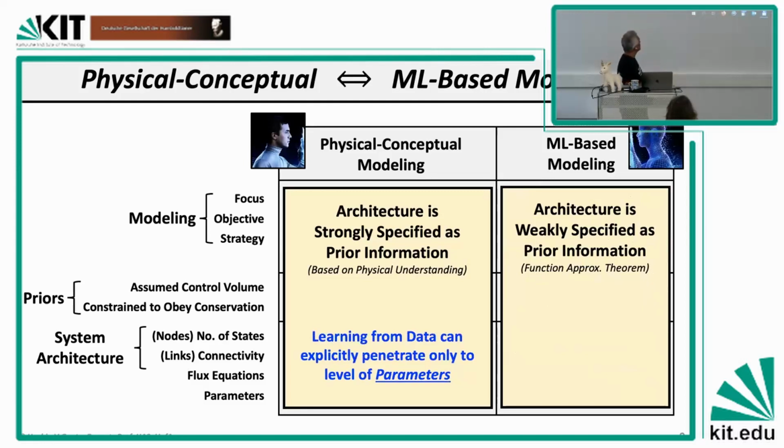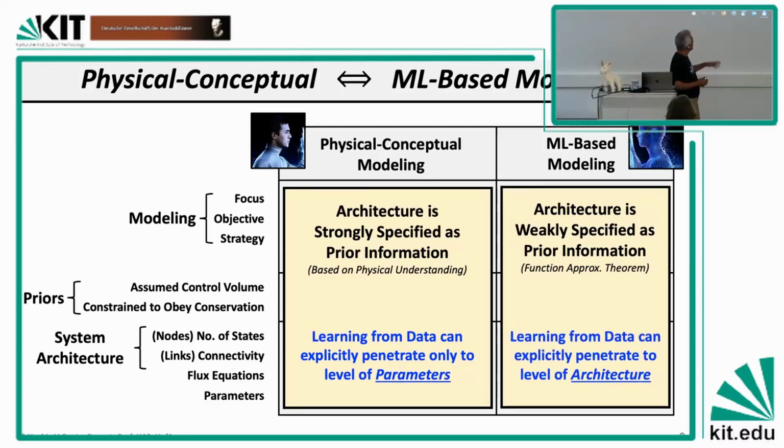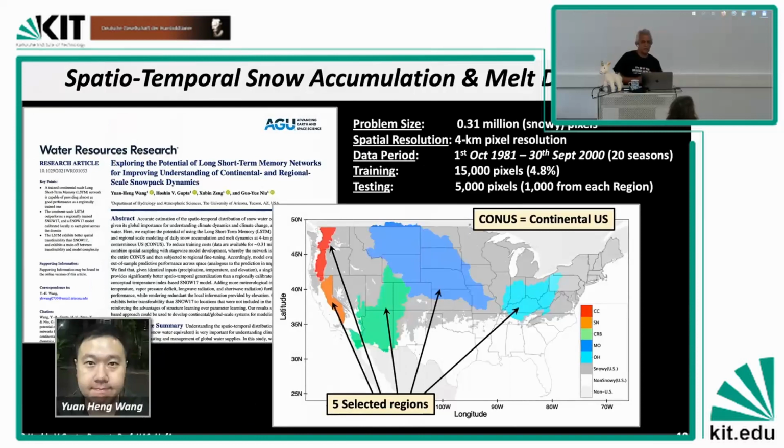So in the case of physical modeling, when you train your model, the learning can only penetrate to parameters, whereas in the machine learning model, it can penetrate all the way down to architecture. So in the physical model, if you think your model is not good enough, you have to yourself figure out how to modify it and improve it. And the idea is that the machine learning model can take away some of that task from you, and the computer can actually automatically do that for you.